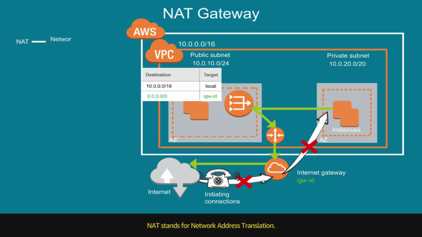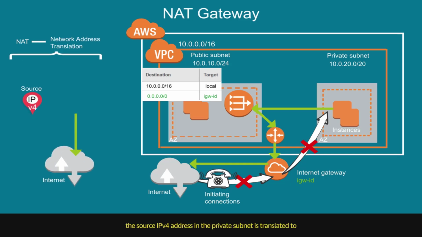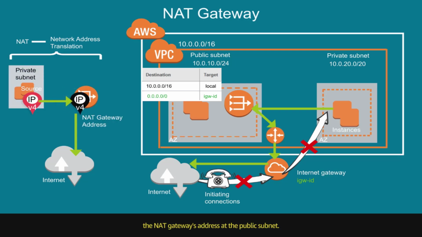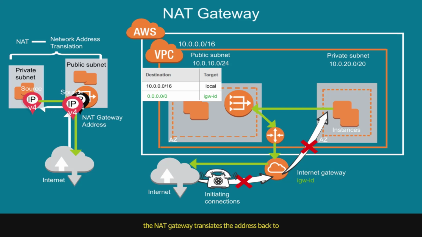NAT stands for Network Address Translation. When traffic goes to the internet, the source IPv4 address in the private subnet is translated to the NAT gateway's address at the public subnet. Similarly, for the response traffic, the NAT gateway translates the address back to the instance's private IPv4 address.